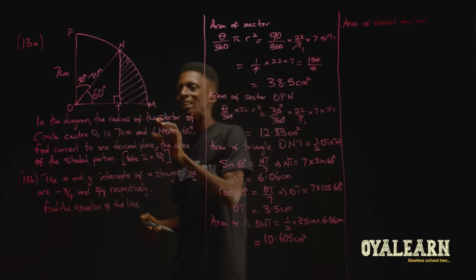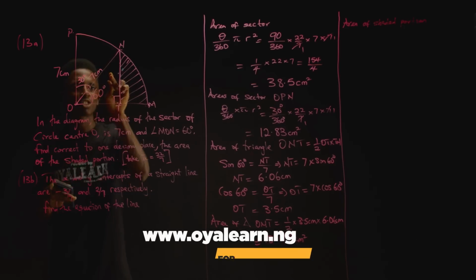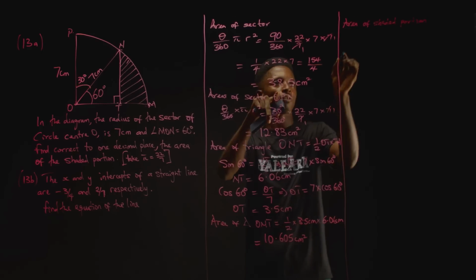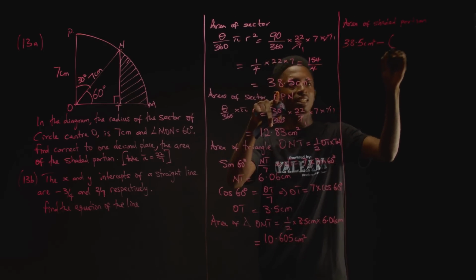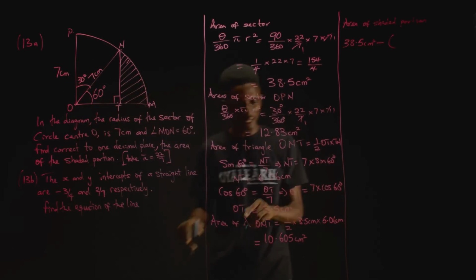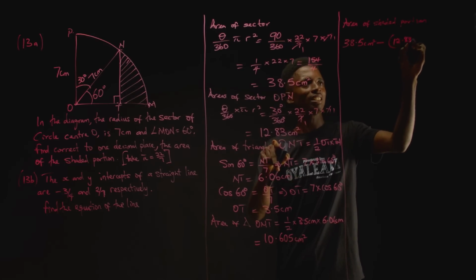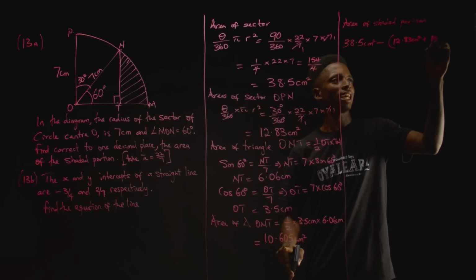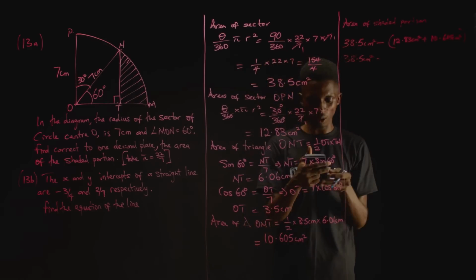So, area of shaded portion. Now, this is the difference of the area of the entire sector, that is the area of the sector minus the area of this triangle and this other smaller sector. So that would be, now the area of the entire sector itself is 38.5 centimeters squared minus, now we sum the area of these two portions together. So what did we have as the area of the smaller sector? We had 12.83 centimeters squared plus the area of the triangle, 10.605 centimeters squared. Now when we add that, let's see what we get.